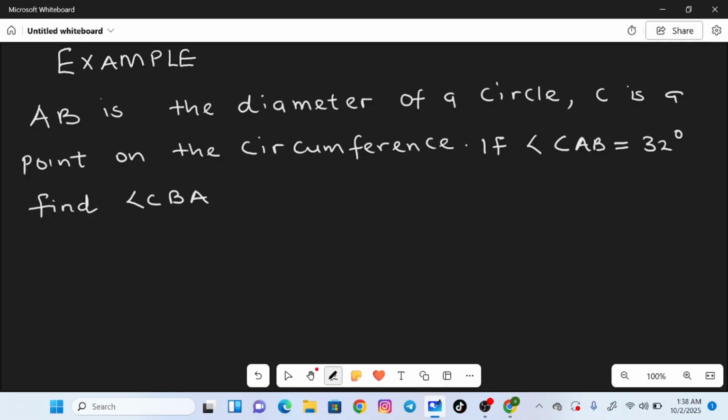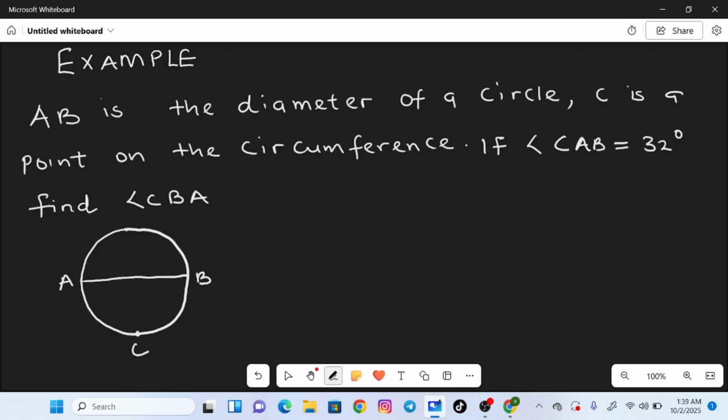Let us consider this example. AB is the diameter of a circle. C is a point on the circumference. If angle CAB equals 32 degrees, find angle CBA. Let us represent the given information diagrammatically. Let us draw our circle. Let us say this line AB is our diameter. Let us pick one point here, which is point C.